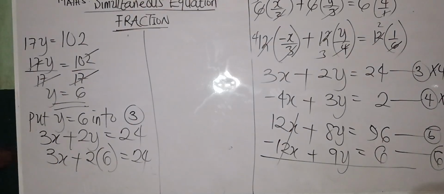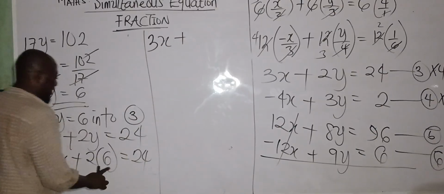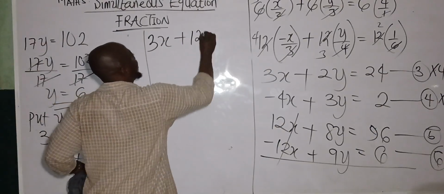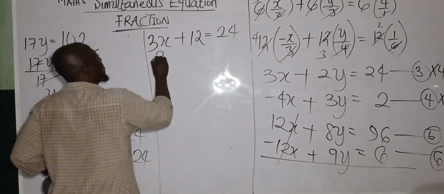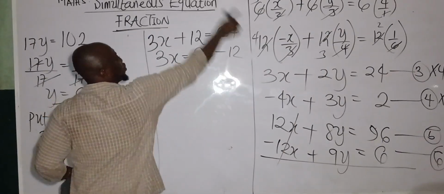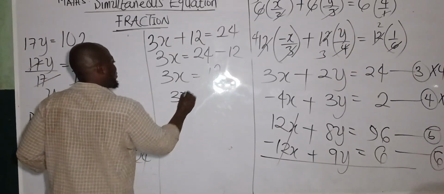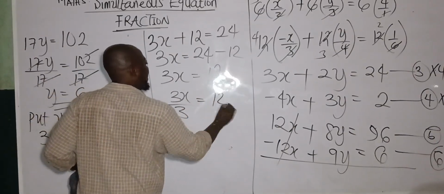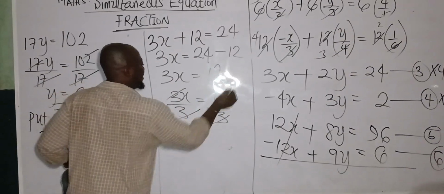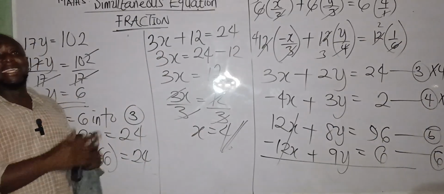So what else do I know? I'm going to open the bracket. So here I'm having 3x here plus this one will give us 12. So this is 12 equals to 24. So 3x here will give us 24 minus 12. This plus goes over. 3x here will give me 12 here. Divide both sides by 3. So this can take care of this. x becomes 4. This is how this is solved.